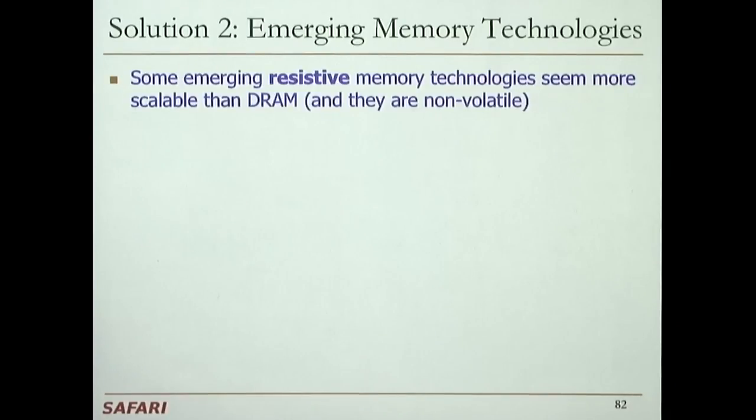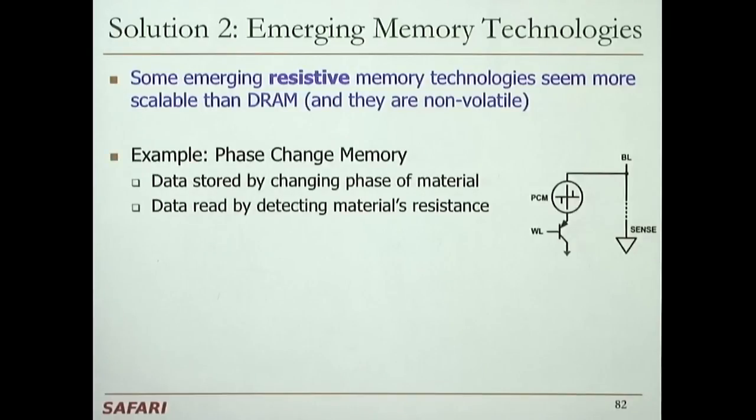But let's look at the second solution direction now, which is, oh, can we replace this technology with something else that's much better? Hopefully better. We'll see. And resistive memory technologies provide an interesting direction, interesting path, opportunity, I should say. Because they're more scalable than DRAM, and they're also non-volatile on top of that. One example is phase change memory. Basically, phase change memory, you store the data by changing the phase of material. Chalcogenide glass is one example material. And you read the data by detecting the material's resistance. I'll talk more about this in a little bit.